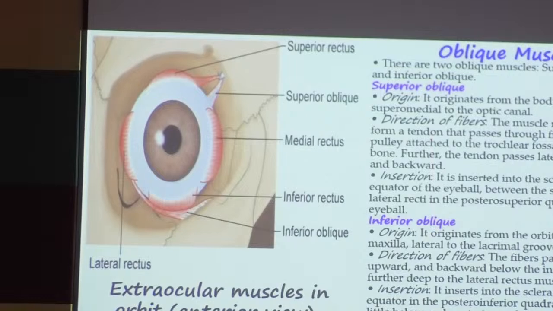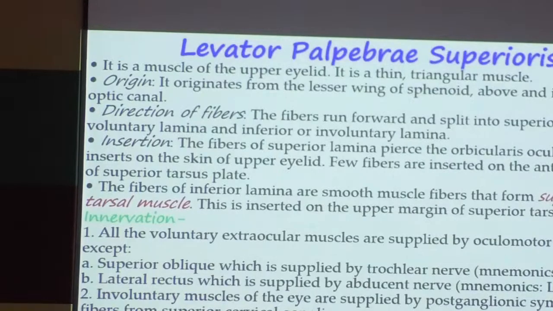So these are the origin and insertion of 4 recti and 2 oblique muscles. Next muscle is levator palpebrae superioris, the 7th muscle of the voluntary muscles. Okay, so it is a muscle of upper eyelid. It is a thin triangular muscle, originates from lesser wing of sphenoid above and in front of optic canal. Direction of fibers: the fibers run forward and split into superior or voluntary lamina and inferior or involuntary lamina.